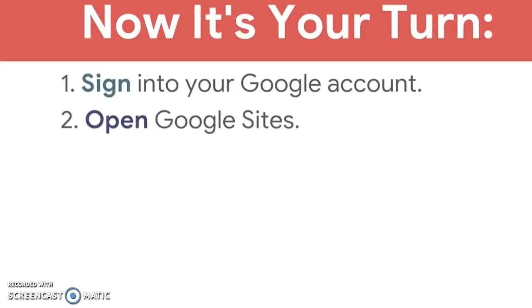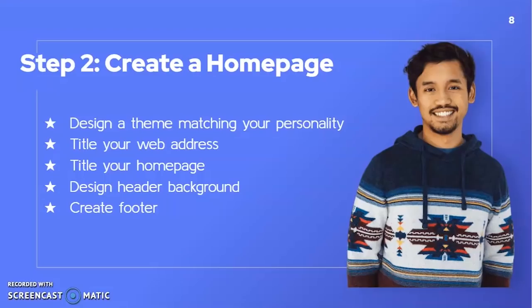Now, it's your turn. Sign in to your Google account. Open Google Sites and create a new site. Okay, so you should have gone to Google Sites and started a new site. We're going to move on now, and now we are going to create a home page. So now that you've created your site, we're going to build your home page, including a theme, title, header, and footer. Please follow along with this video to complete the tasks.